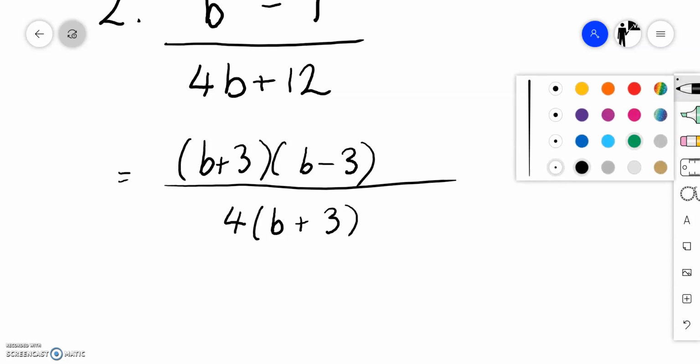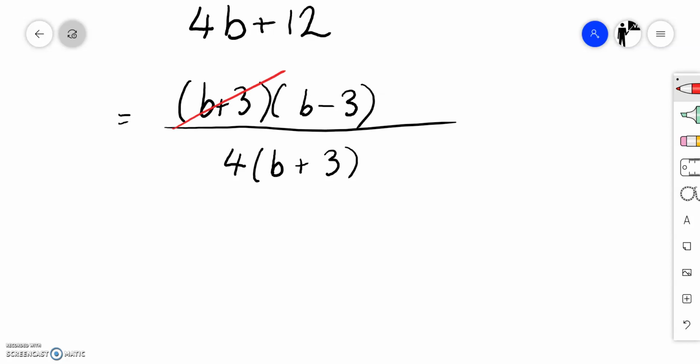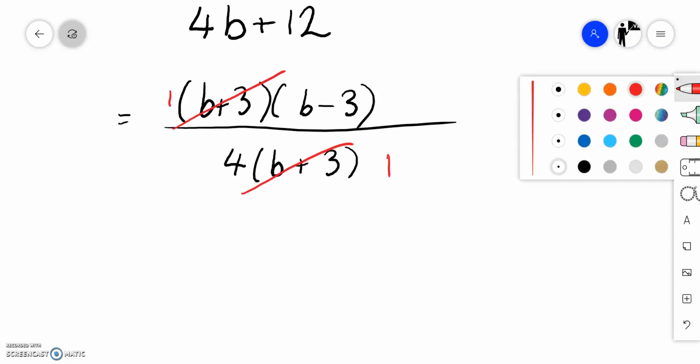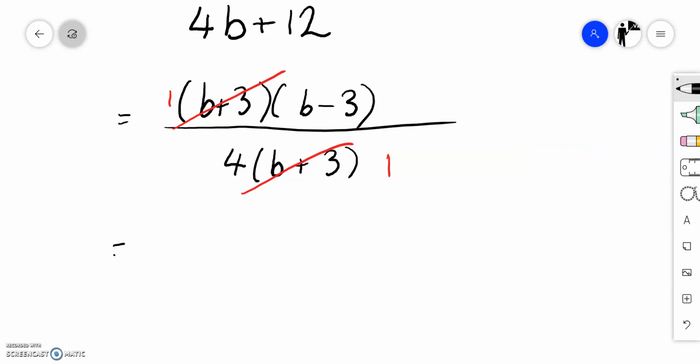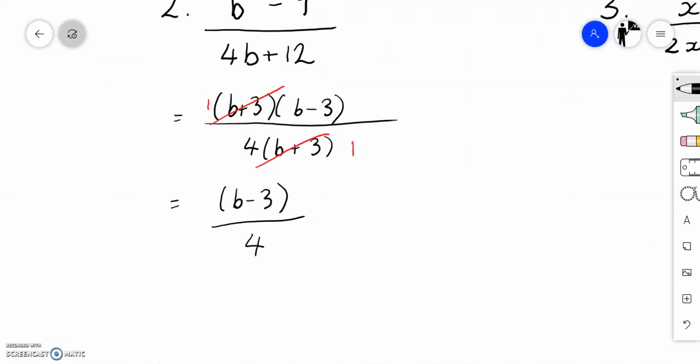Now, hopefully you can see that we've got brackets in common. We've got factors in common. So I can simplify this b plus 3 with this b plus 3. We can only do that because they are factorised. So I've got one lot of b minus 3. I'll just write that as b minus 3. And then I've got 4 times 1. That's b minus 3 over 4.